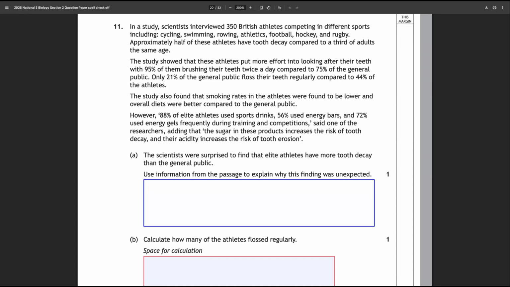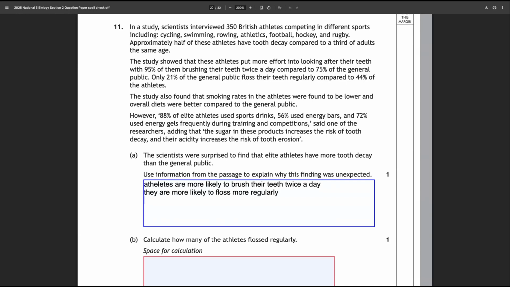Only 21% of the general public floss their teeth compared to 44% of athletes. So something along these lines would be an acceptable answer here. Something like athletes brush their teeth twice a day. I should say athletes are more likely, because many of the general public do, but there's a higher percentage of athletes doing it. You could say that they are more likely to floss more regularly, or something similar to that.